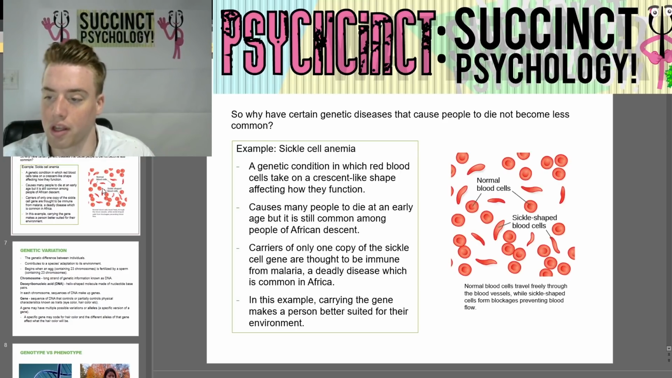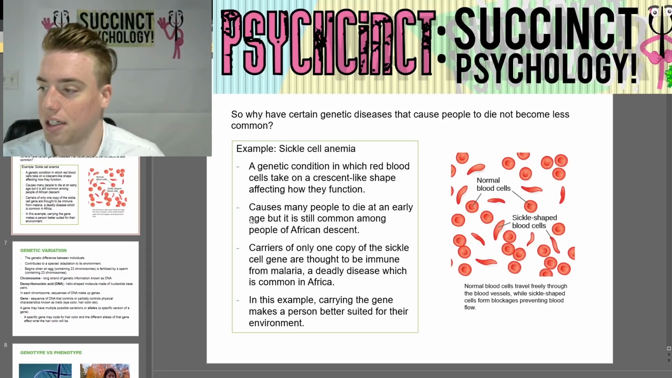In this example, carrying the gene makes a person better suited for their environment. So this is explaining that it's a genetic disease and it causes people to die early, but in their environment, it's actually beneficial to have one copy of the sickle cell gene. That's why it hasn't been phased out of that population.